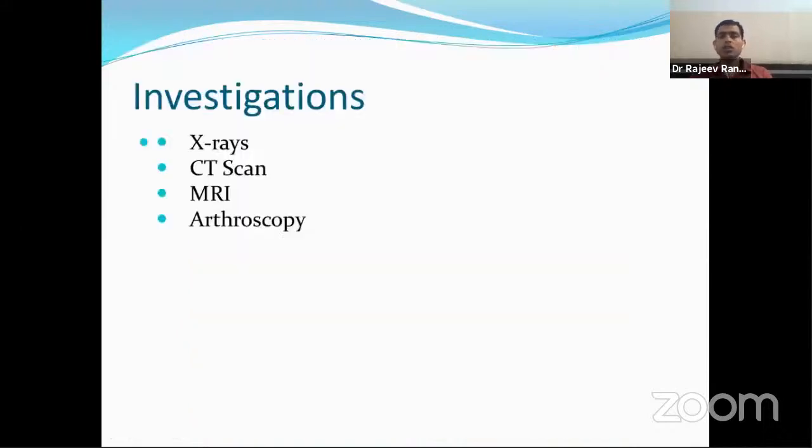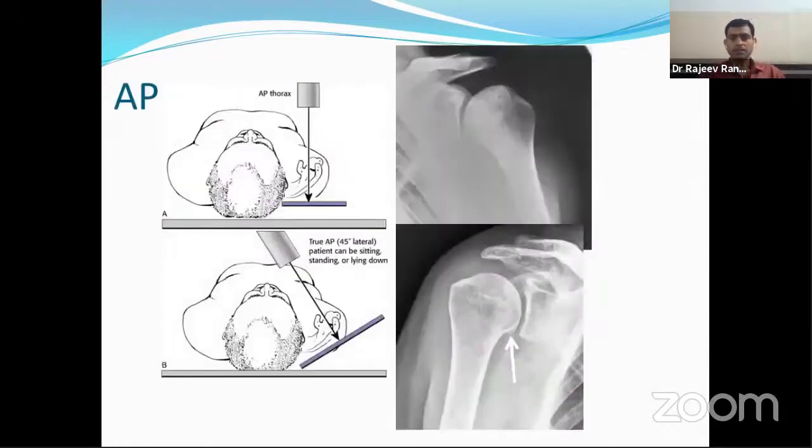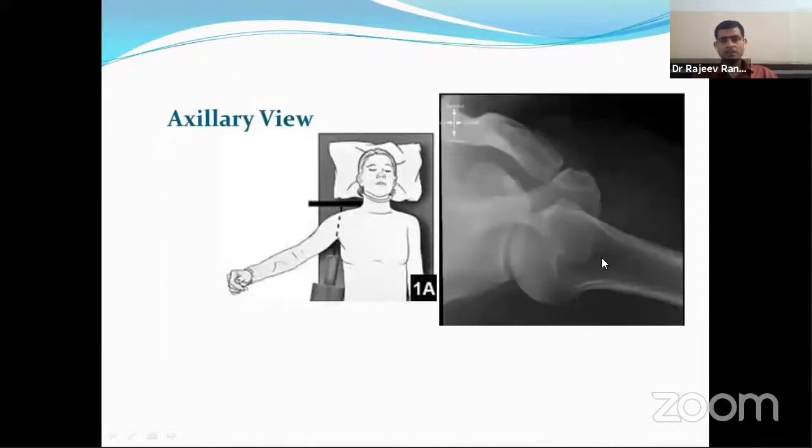After the clinical test, we go for the investigation. The investigations commonly which we perform are the X-rays, CT scan, and MRI. The AP X-ray shows the humeral head and the glenoid, and there is slight overlap of the humeral head over the glenoid cavity. The true AP shows without any overlap of the humeral head and the glenoid, and we can ascertain any defect of the humeral head or the glenoid by that X-ray. Axillary view helps in assessing whether the humeral head is anterior or posterior to the glenoid in case of dislocation or in case of laxity.